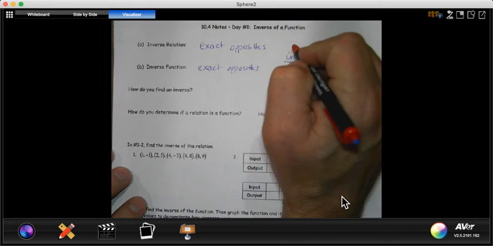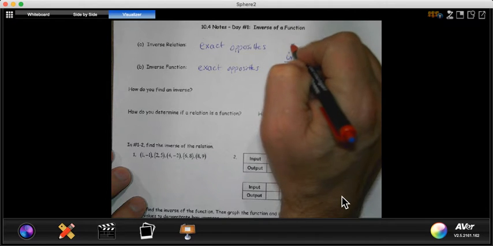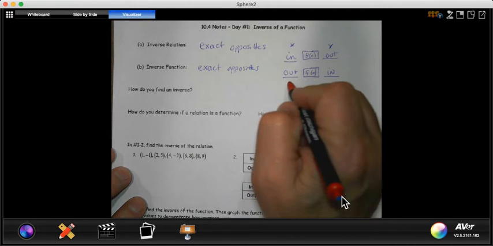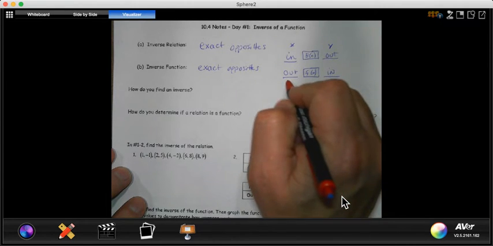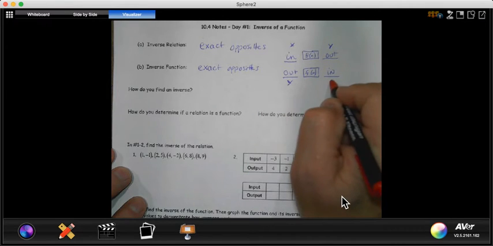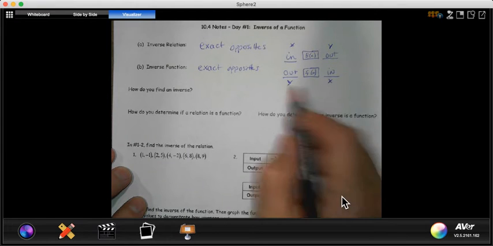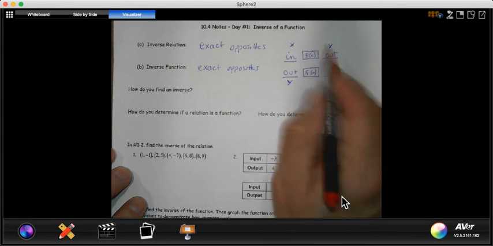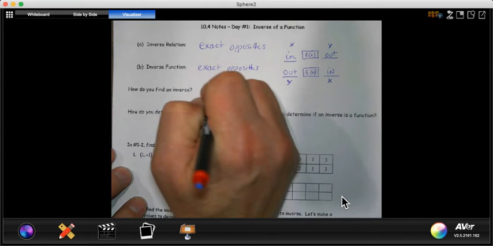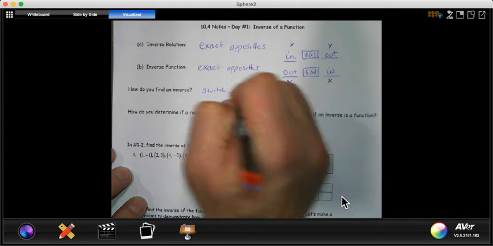Well, let's think about this logically. If the in are all the x's, usually, and the y's are all the outs, then if the outs are the new x's and the in is the new y's, then it looks like to me the x and y just change places. So how do you find an inverse? Switch x with y.